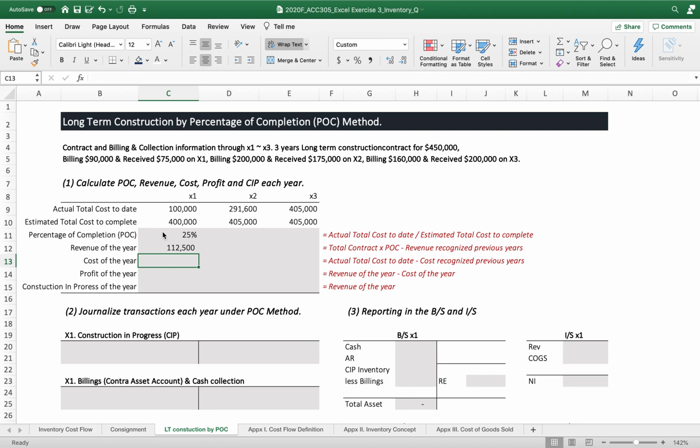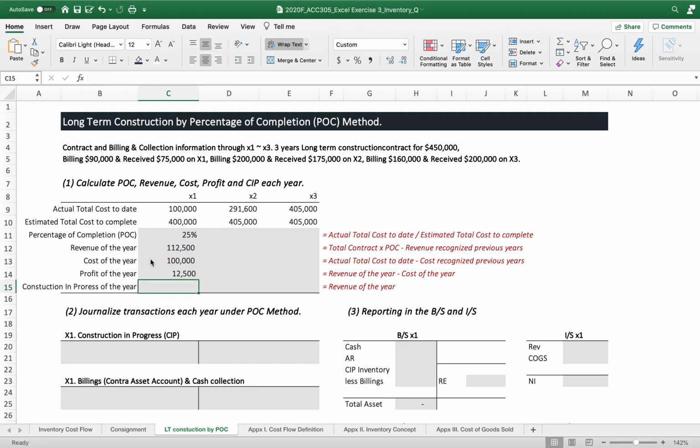So the revenue we can recognize is 112,500. The point of this long-term construction by percentage of completion is that GAAP allows the company to recognize revenue along with the completion of this long-term project. That's why it is reliable. It is relevant. This is relevant based on the matching principle under GAAP. And then the cost of the year. How much is the cost? Right, that is the actual cost. So 100,000. And the profit is very easy: revenue minus cost.